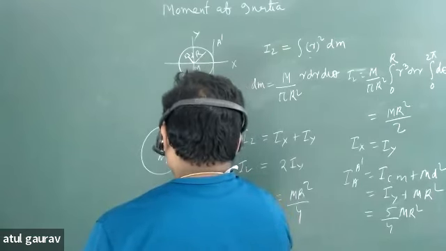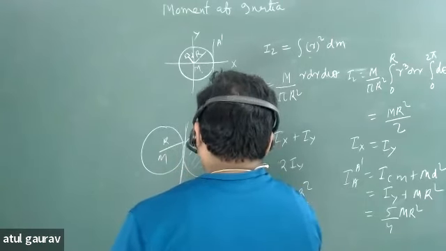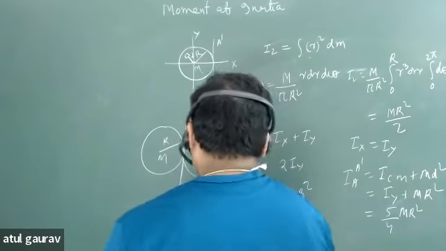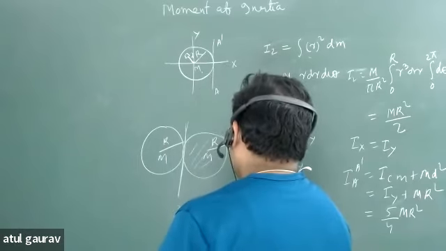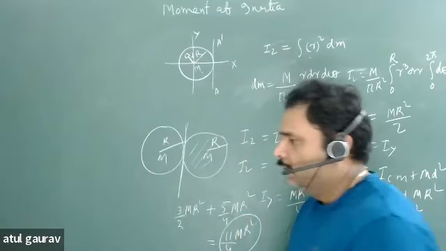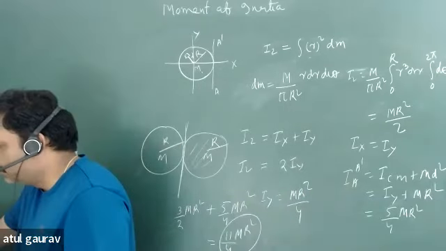Mr square. Ring का इसका क्या निकला था? 5/4 mr square. क्या आ जाएगा आपका? 11 by 4 mr square. That's it. है ना? So इस तरह से आप easily कर सकते थे. Okay, let's go for next one.